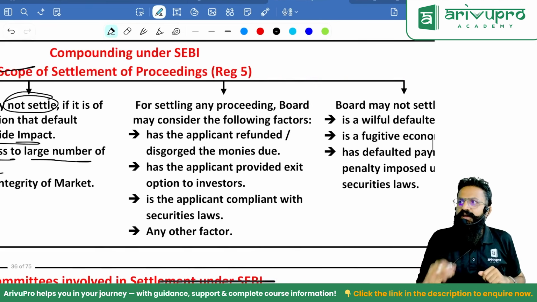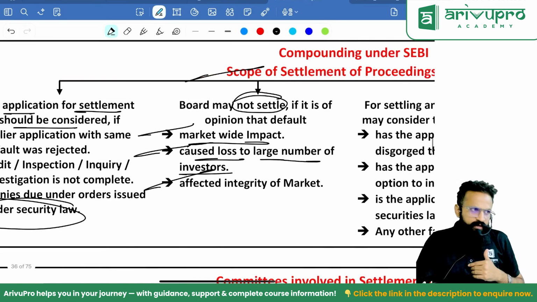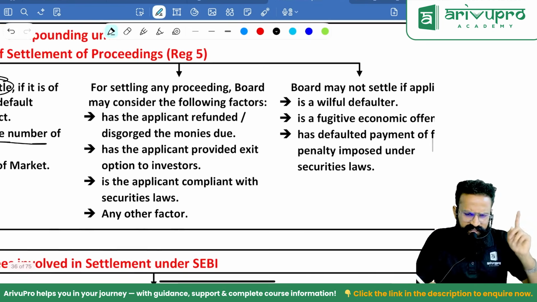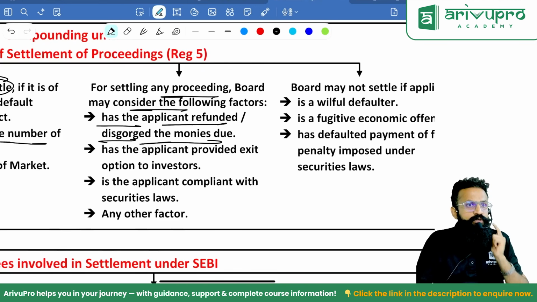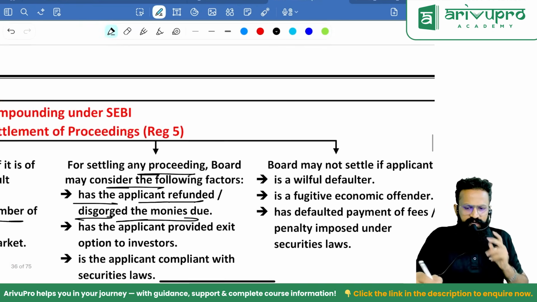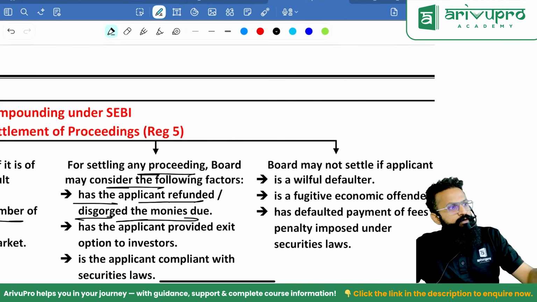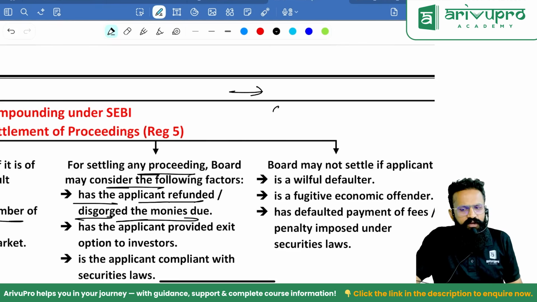Yes, sir. The third one they're telling you: for settlement of any proceeding, the board may consider the following factors. Here we were speaking about rejection. If the board has to accept your application, it will consider the following matters. What is that? Has the applicant refunded or disgorged the money due? Meaning, whatever application I'm filing, for example, let us imagine, sitting inside the class, I tell you guys, you give me 5,000 rupees per month. I will tell you which stocks you have to invest in. I'm taking money from all of you and I've started giving calls for your trade.